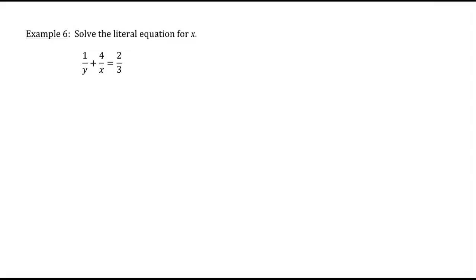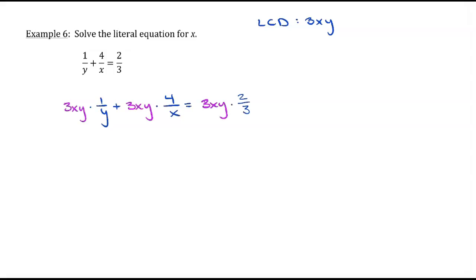We want to solve for x, but right now x is in one of our denominators, and multiplying by the least common denominator will clear all three of these fractions for us. The least common denominator of y, x, and 3 is 3xy. So let's start by multiplying both sides of this equation by 3xy. And that's equivalent to multiplying each term by 3xy. So we have 3xy times 1 over y plus 3xy times 4 over x equals 3xy times 2 over 3.